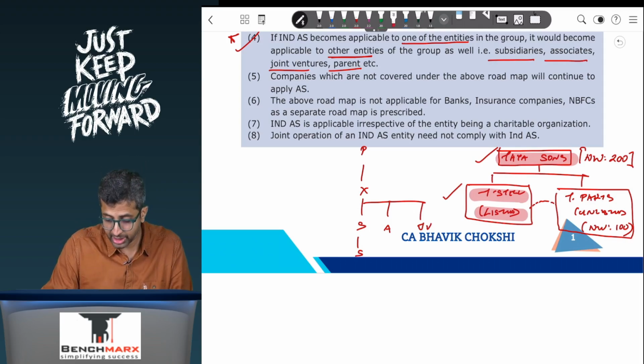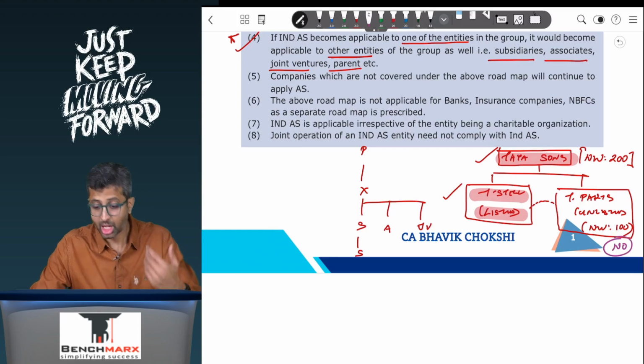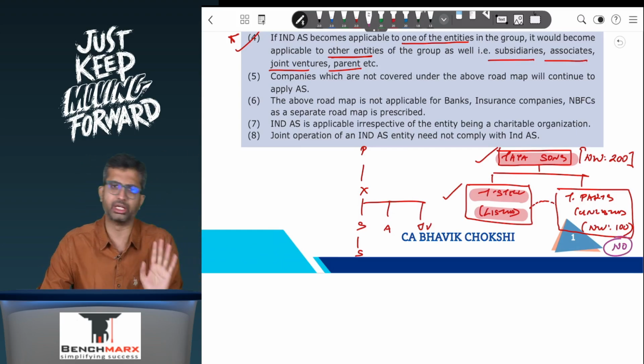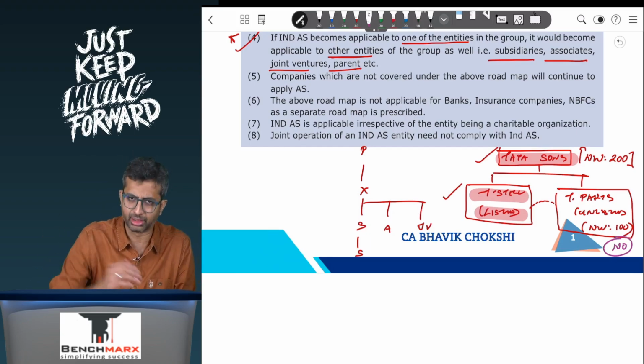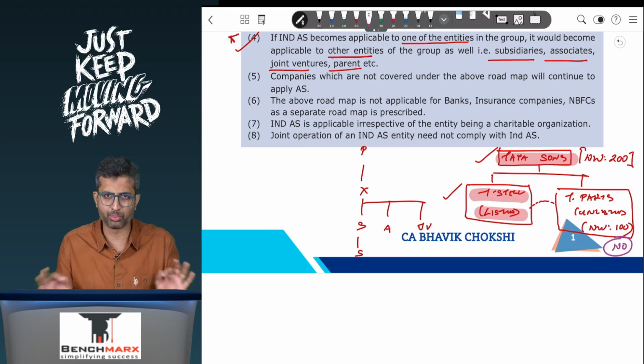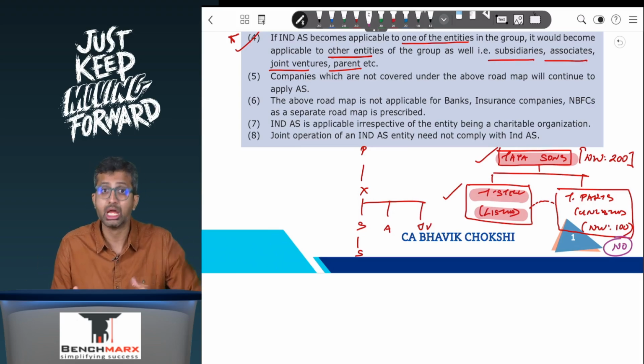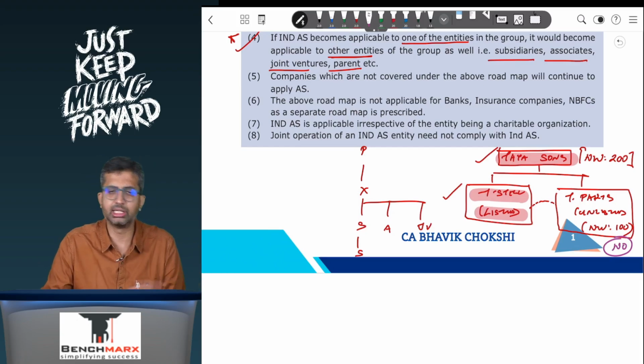Now, Tata Parts, will Tata Parts have to follow Ind AS? The answer is not mandatory. No, sir, but the parent is following Ind AS. Parent is not following Ind AS because of its own Ind AS applicability. There is derived applicability, and hence there is an important point that you need to remember. A fellow subsidiary need not follow Ind AS merely because Tata Steel is following Ind AS.